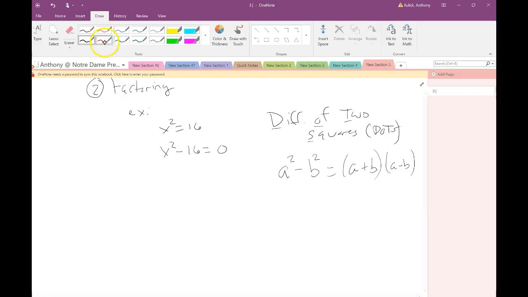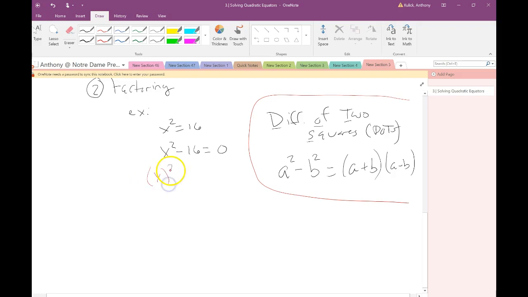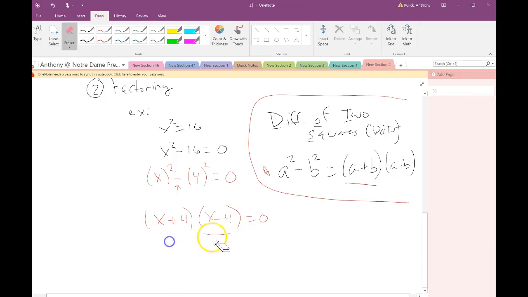So if I look over here at x squared minus 16 equal to 0, I see something squared, because x is something squared. I have a subtraction symbol, and 16 is something squared. So I can apply this difference of two squares factoring pattern by saying x plus 4 times x minus 4 equal to 0. Now, does it matter which one I write first, x plus 4, x minus 4? It does not.